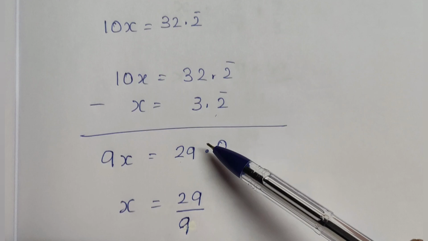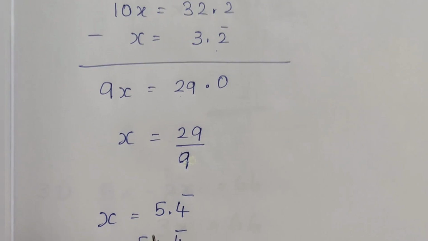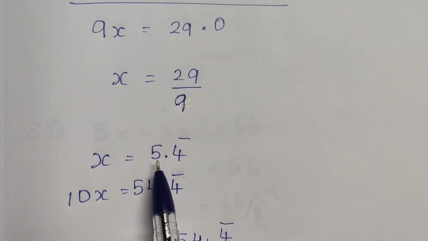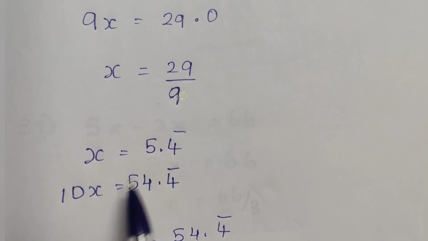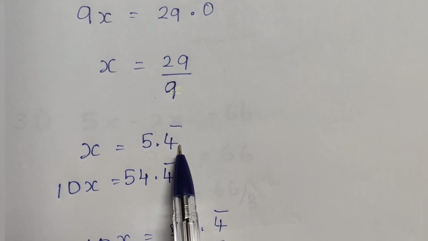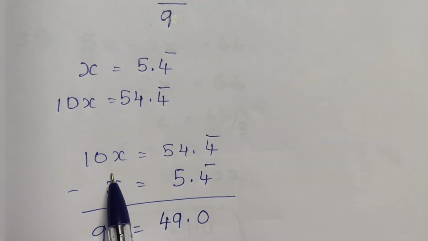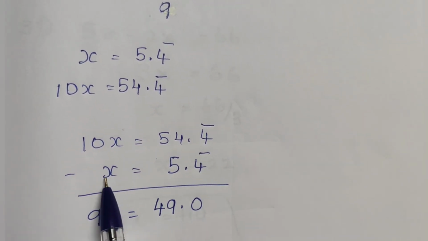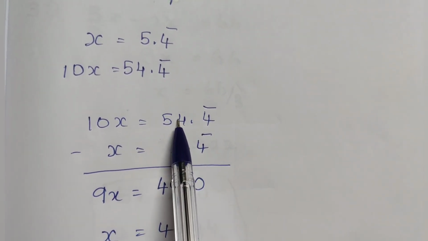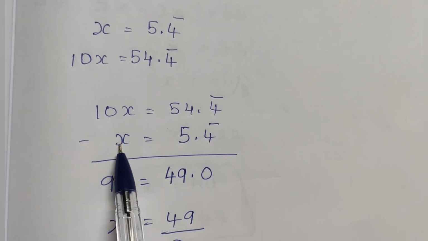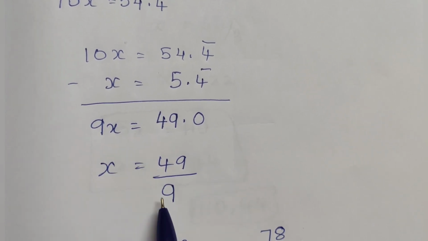Once again, the same method I follow for the next. x equal to 29 divided by 9. Again, the next one. x is equal to 5.4 recurring. Now, I multiply this by 10. 10x is equal to, the point moves one place right, so 54.4 recurring. We shall subtract these two. 10x is equal to 54.4 recurring minus x is equal to 5.4 recurring. 4 recurring gets cancelled. 54 minus 5 is 49. 10 minus 1 is 9. 9x is equal to 49. So x is equal to 49 divided by 9.